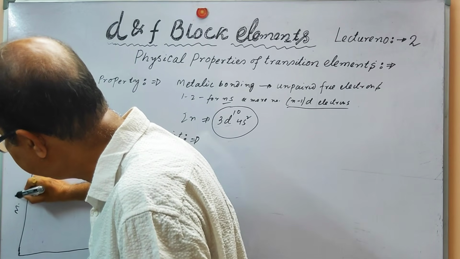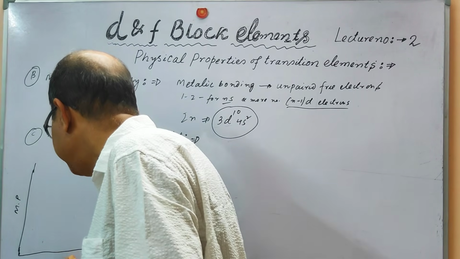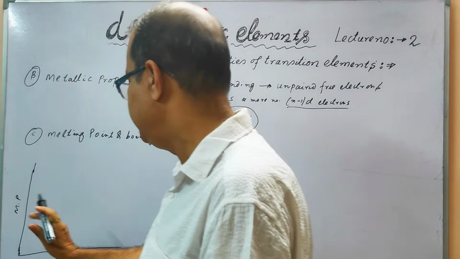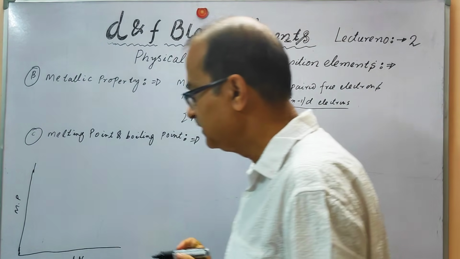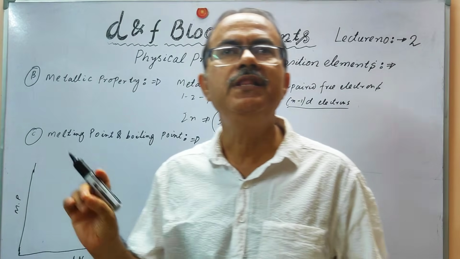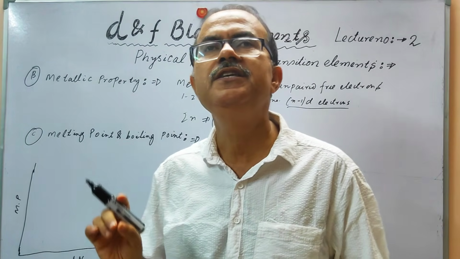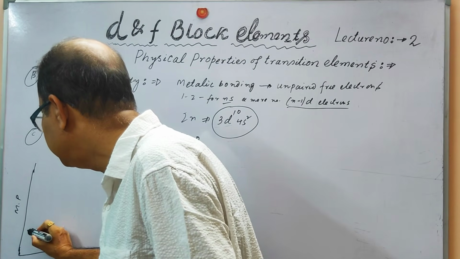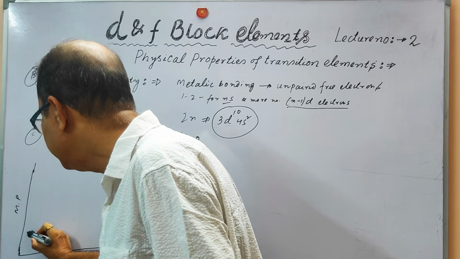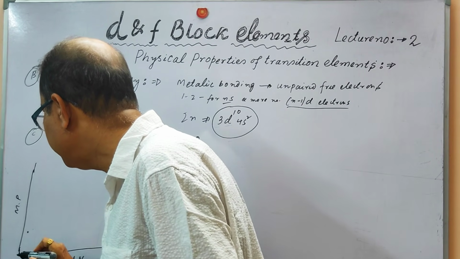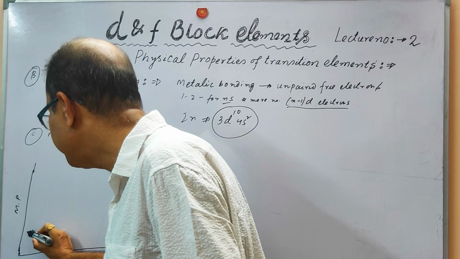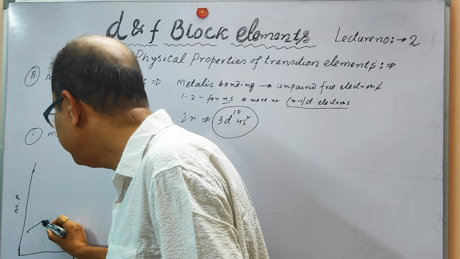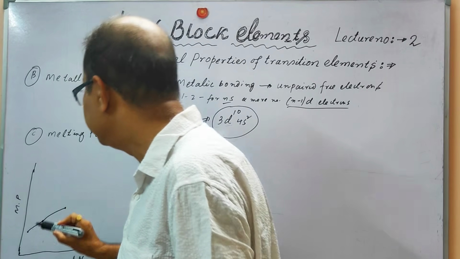Here we are putting the melting point on the y-axis, and on the x-axis the atomic number is increasing. So we will plot all the three series. We will start from titanium in the first series. Suppose the melting point of titanium will be at this point, then vanadium, then chromium.